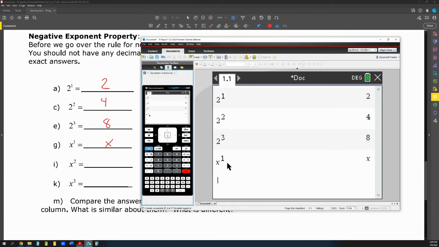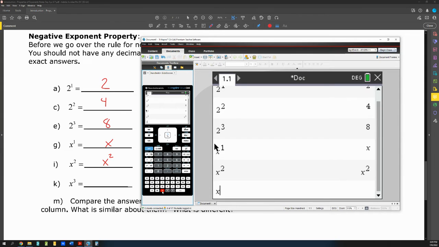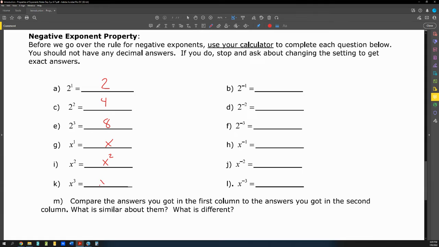x squared, using that squared key, is equal to x squared. You guessed it. And x cubed. You could probably guess this one too, huh? x to the third power is x to the third power. There's no way to simplify this expression. Now let's try with negative exponents.